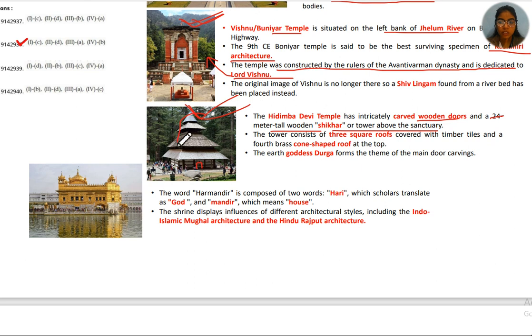See, this is the shikhara, which is 24 meters tall. The tower consists of three square roofs. See, this is your first square roof, this is your second square roof, and this is your third square roof, with timber tiles covering the roofs, and a fourth brass cone-shaped roof at the top. This fourth one is at the topmost.